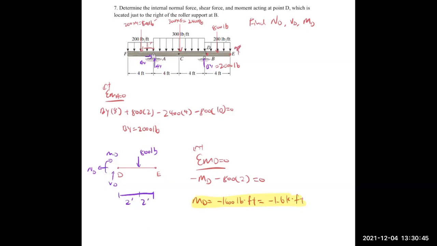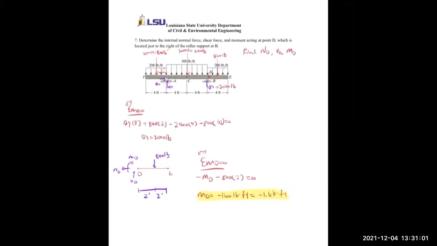there's no moment right here. Okay, there's no internal moment, there's no internal shear, there's no internal normal force. But if you cut between C and D, you have to take MD, VD, and ND into consideration on top of VC, NC, and MC. Okay, all right, so that's all for this problem, and I'll see you guys in the next problem.